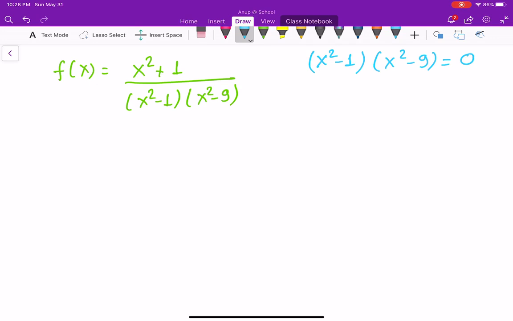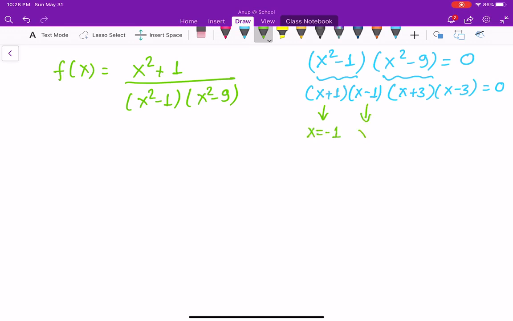And x square minus 1 has the factors x plus 1 times x minus 1, right? Similarly, x square minus 9 has x plus 3 and x minus 3 as the linear factors. Set each equal to 0, and you can clearly see when x plus 1 is set equal to 0, we get x equal to minus 1 as a solution. From here we get x equal to 1 as a solution. When x plus 3 equals 0, we get x equal to minus 3 as a solution, and when x minus 3 equals 0, x equal to 3 is the solution.